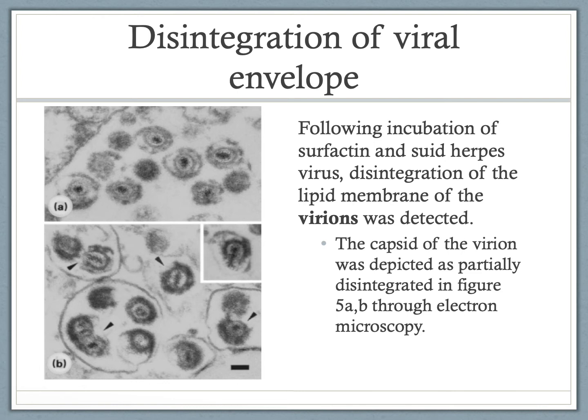Then the article shows us what disintegration of the viral envelope looks like through electron microscopy. We can see here in A and B that the envelope is broken, with black arrows in figure B indicating where the envelopes have been broken. This is following incubation of surfactant and sued herpes virus.